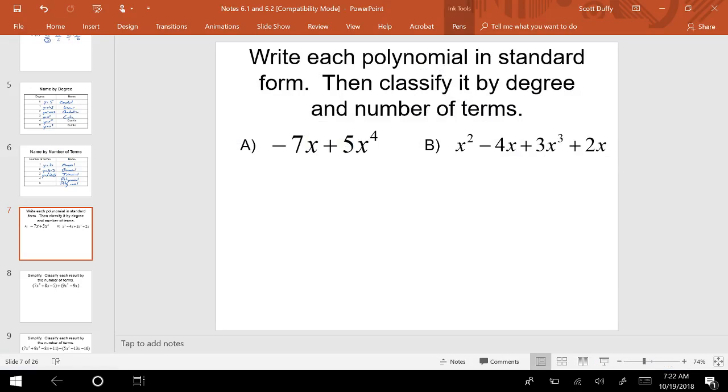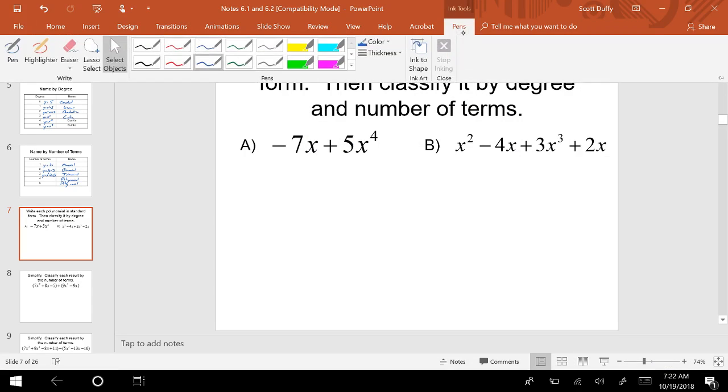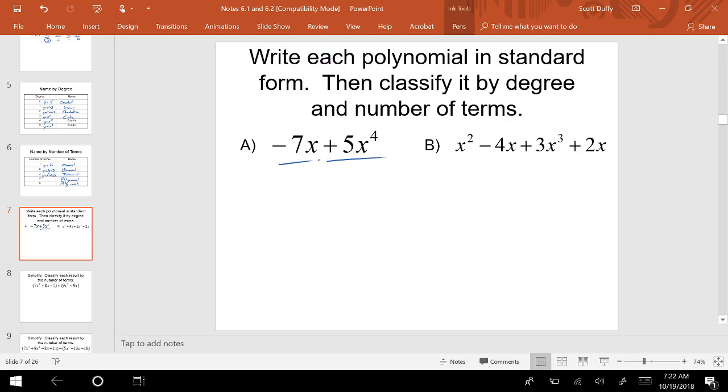Write each polynomial in standard form and classify it by degree and number of terms. Okay, so obviously this one is not in descending exponential order. This has to be 5x to the fourth minus 7x. The degree comes from x to the fourth, so the degree is 4. That makes it a quartic, and then since there are 2 terms, binomial.